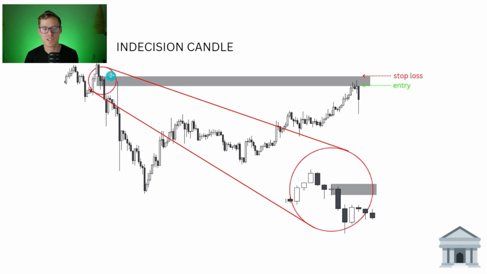And you can see we got this perfect indecision candle we mark out, and this becomes our zone where we wait for price to come into, and we observe how it is going to react off this zone. These zones usually have a high probability of price reacting off of them.